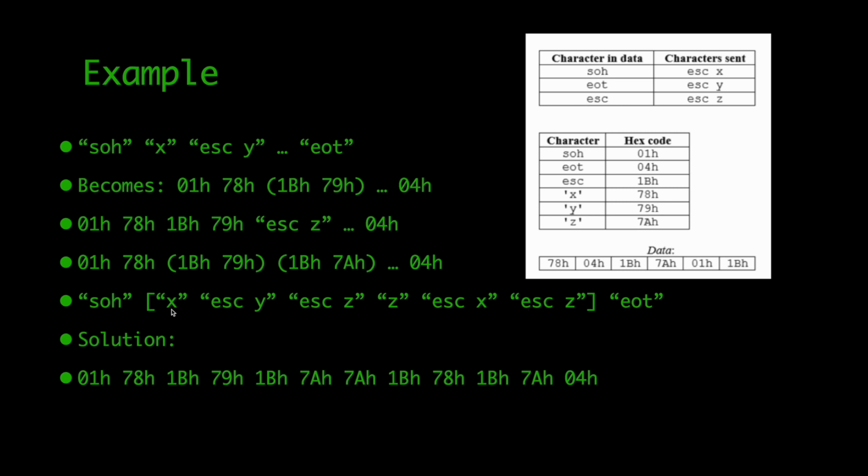And then it's very easy to translate these to the hex. Just, again, consult this table. X is 78H, escape is 1BH, Y is 79H, escape 1BH, Z 7AH, etc., until we get to the end.